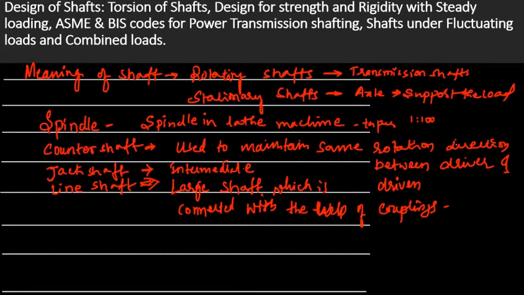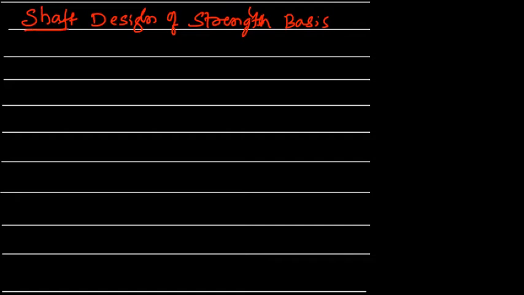Now the shaft design on strength basis. You have two parameters for the design of shafts: one is strength, another one is rigidity.